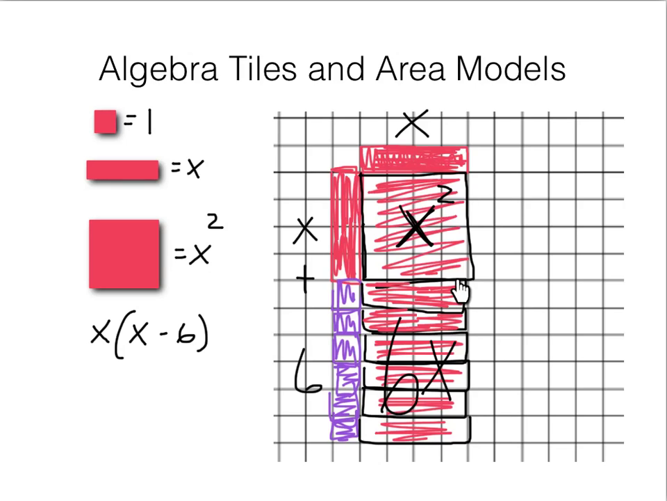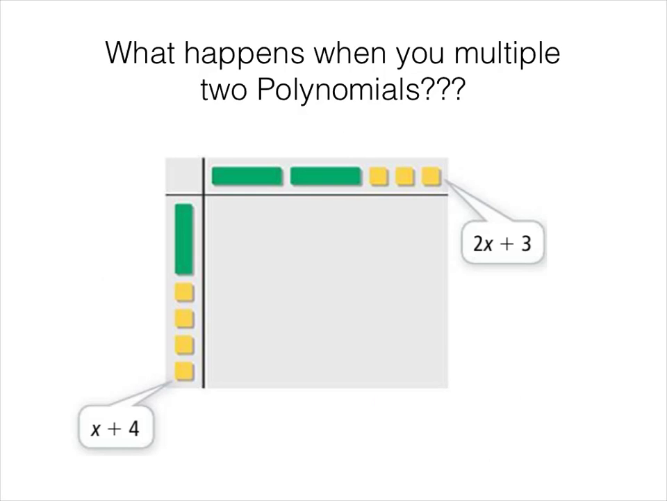Let's look at it with a slightly more complicated problem, because what we have to start talking about is what happens when you multiply 2 binomials. Like this. My 2 binomials here are x plus 4 and 2x plus 3. And that would look like so: x plus 4, and then the other binomial 2x plus 3. So that is a little confusing.